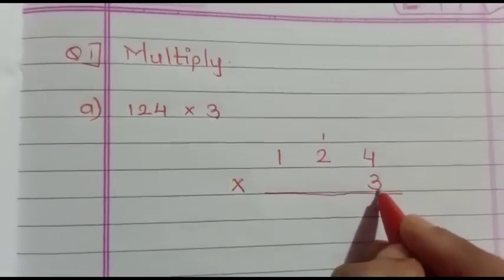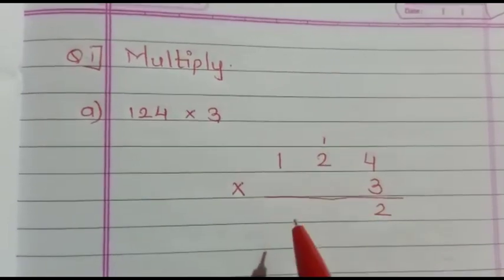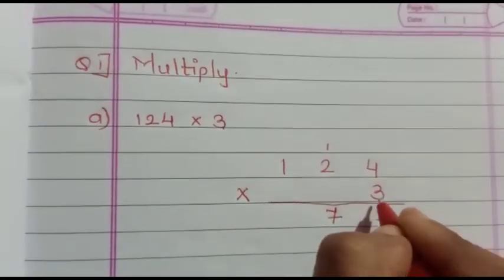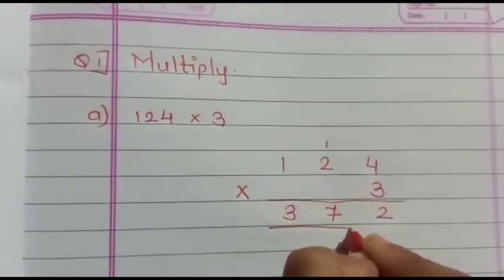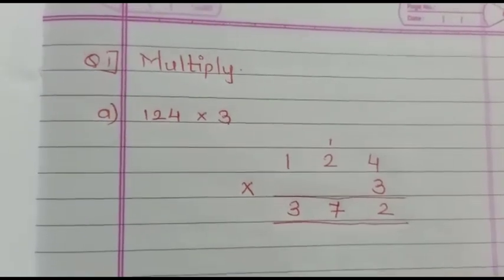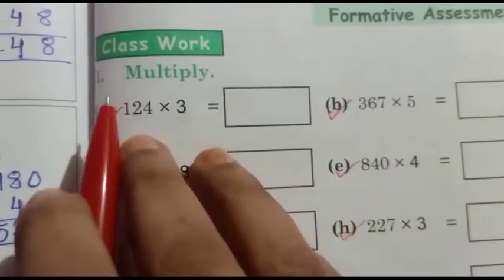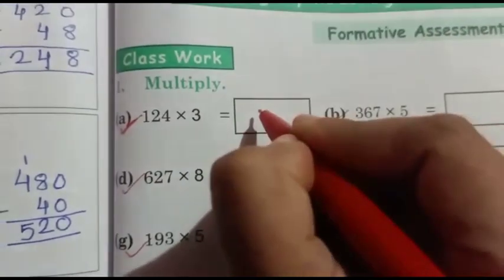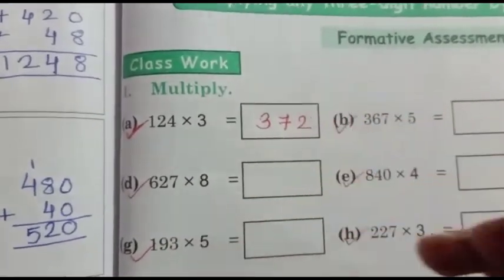Then 3 2s are 6, and already you have 1, so 6 plus 1 is 7. Then 3 1s are 3. Your answer is over. So the answer is 372. Now students, you got the answer: 124 multiplied by 3 is 372. So you have to write the answer in this box.